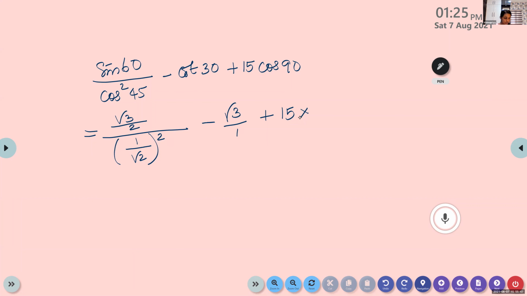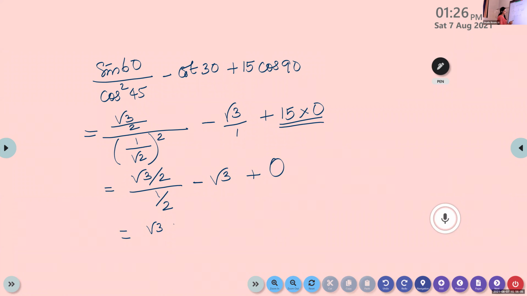Cos 90 is 0. So it will become root 3 by 2 by 1 by 2 minus root 3, plus 15 into 0, which will become 0. So it will be root 3 by 2 into 2 by 1 minus root 3. Again, if we cancel this, it is root 3 minus root 3, which is equivalent to 0. So we get that value as 0.